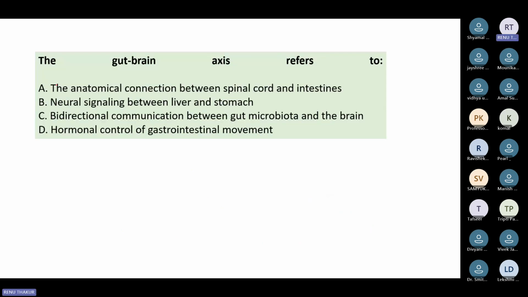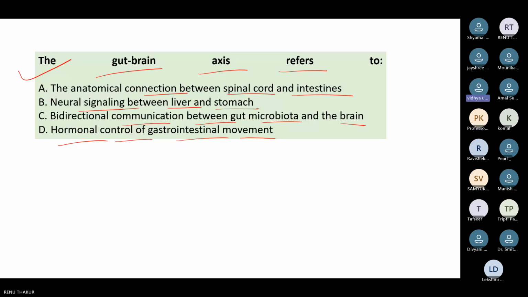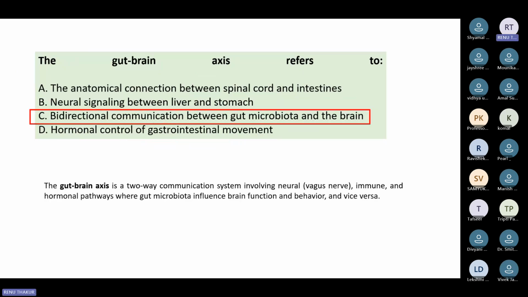Now next one, the gut brain axis refers to what? The anatomical connection between spinal cord and intestine, neural signaling between liver and stomach, bidirectional communication between gut microbiota and the brain, or hormonal control of gastrointestinal movement. Answer is C. You all are brilliant people. Yes. The right answer is bidirectional communication between gut microbiota and the brain.